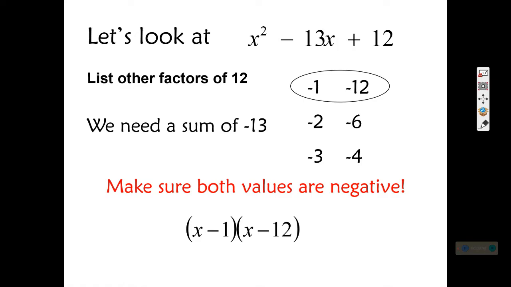So, the factors will be x minus 1 times x minus 12. Did you get it? Okay.